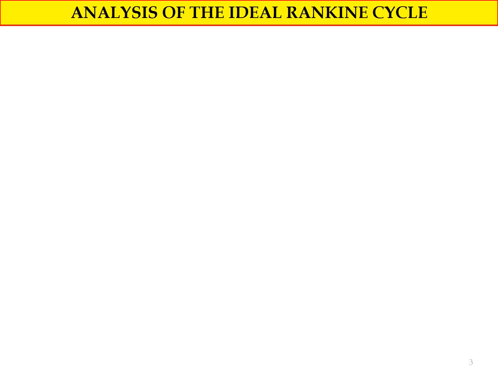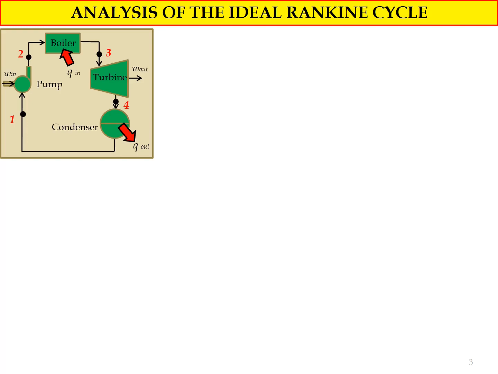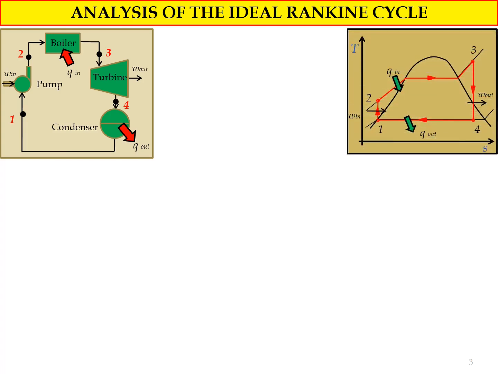Analysis of the ideal Rankine cycle. When I mention the analysis, that means we need to identify the equations that need to be used to determine, for example, the values of Q in, Q out, W in, and W out. Then we need to use these parameters in order to determine the thermal efficiency of the Rankine cycle. Still we need to refer to this simplified schematic diagram for the steam power plant, and also the TS diagram for the Rankine cycle.